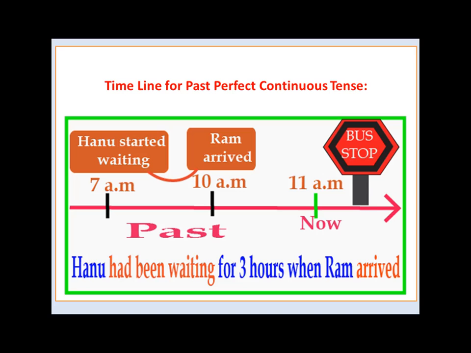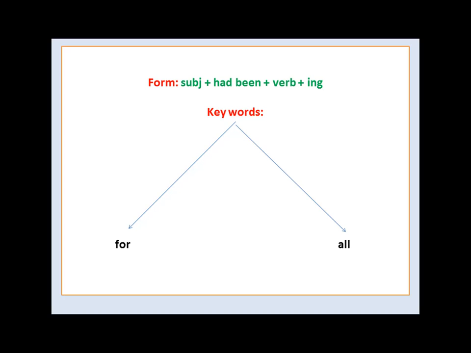Now just a kind of explanation. Look, we have Hanu started waiting, we have Ram arrived, and we have the bus stop. So here we have the first action, which was continuous and lasted for 3 hours, when Hanu had been waiting for Ram to arrive. So Hanu came at 7 a.m., but Ram came at 10 a.m., which means 3 hours. So we say Hanu had been waiting for 3 hours when Ram arrived.